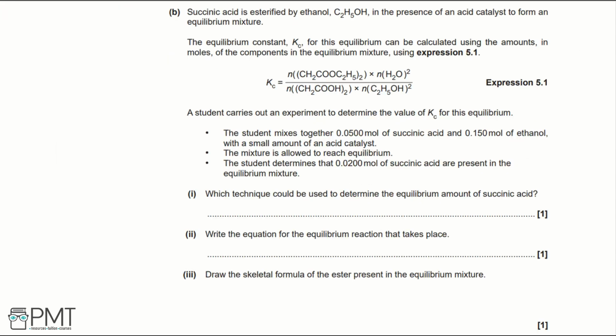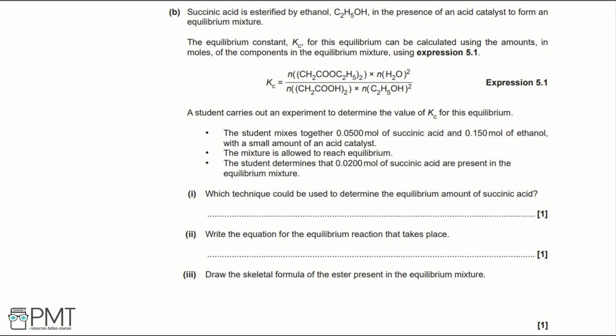Part B. Succinic acid is esterified by ethanol, C2H5OH, in the presence of an acid catalyst to form an equilibrium mixture. The equilibrium constant Kc for this equilibrium can be calculated using the amounts in moles of the components in the equilibrium mixture, using expression 5.1.